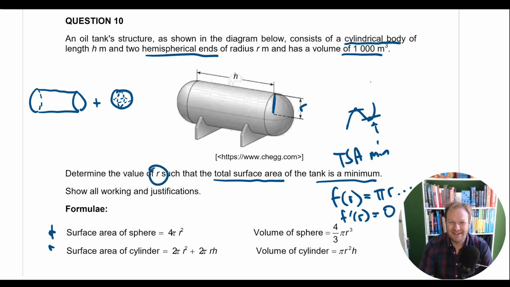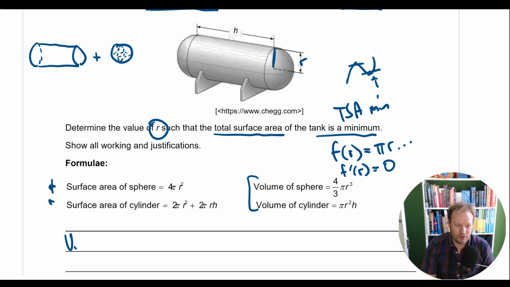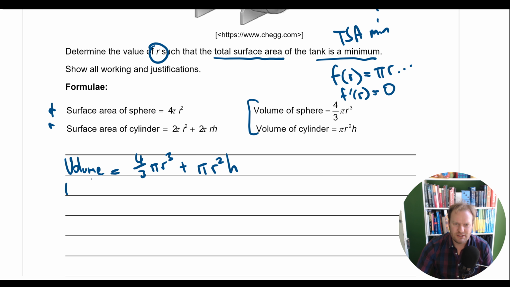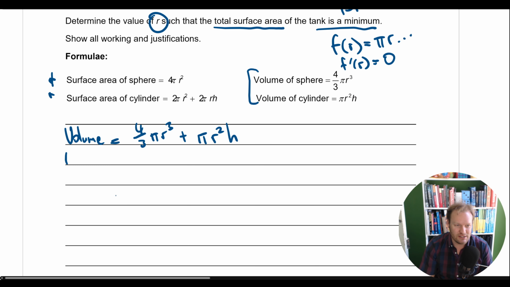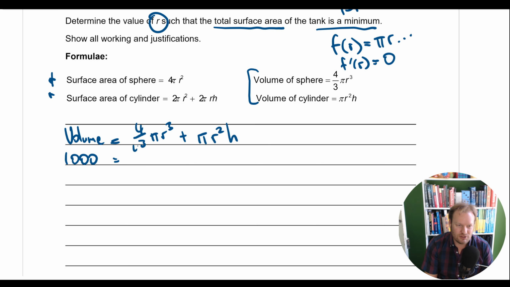The volume is 1,000. Well, to work out the volume, we'll need to add these two volumes together. So we can create one equation where we know what the volume is, which is, I'm just going to write it just like that, 4 over 3 pi r cubed plus pi r squared h. Okay, and we know that this volume is equal to, did it say 1,000? Let me scroll up and check. 1,000 indeed. Okay, so 1,000 equals 4 over 3 pi r cubed plus pi r squared h.